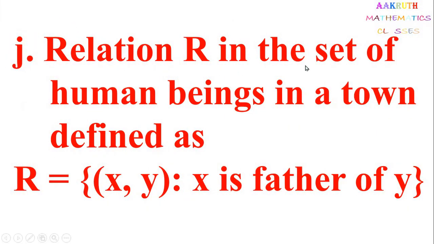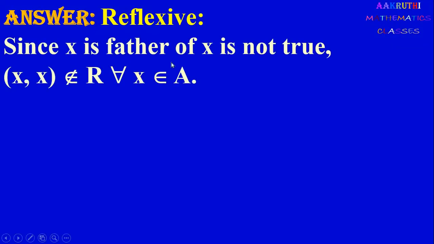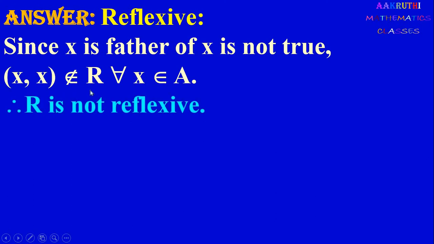Next one, relation R in the set of human beings in a town defined as R equal to the set of all (x, y) such that x is father of y. You have to check whether this relation, father of, is reflexive, symmetric and transitive. First, reflexive. Since x is father of x is not true, (x, x) does not belong to R for all x belongs to A. Abhishek Bachchan is father of Abhishek Bachchan is not true. Therefore this relation is not reflexive.